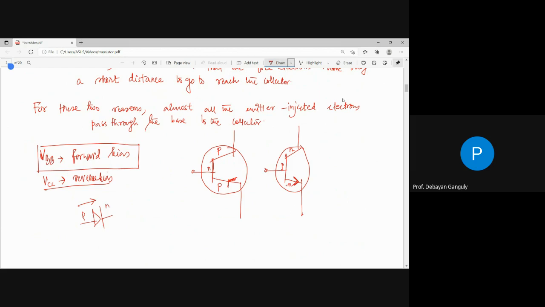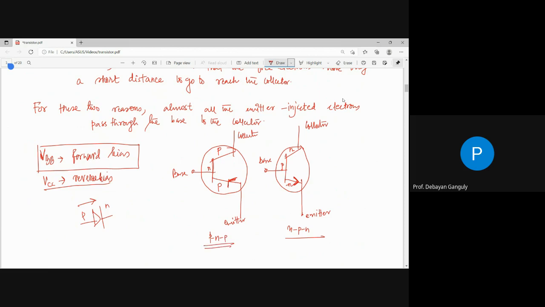The current direction should be, and this junction is called the emitter junction, this is the base junction, and this is nothing but the collector junction. And this transistor is an NPN transistor. In that case also, this is a base junction, this is an emitter junction, this is a collector junction, and this is a PNP transistor.